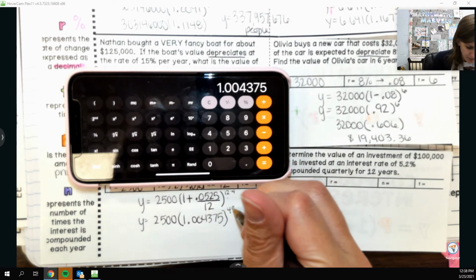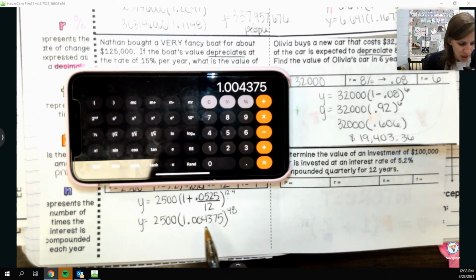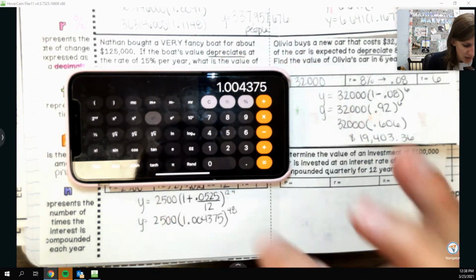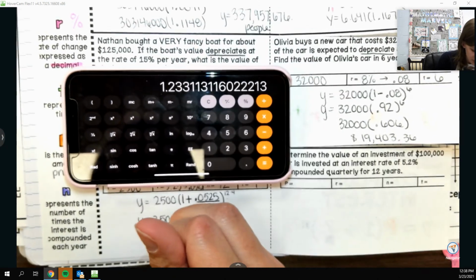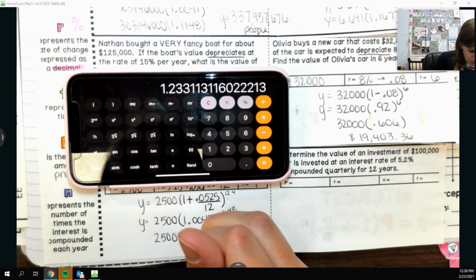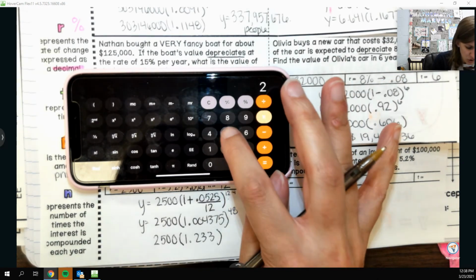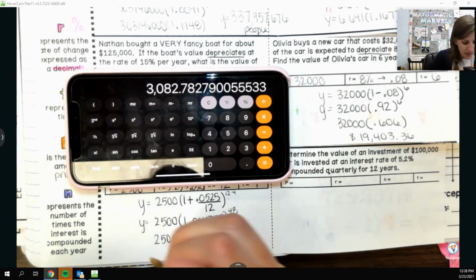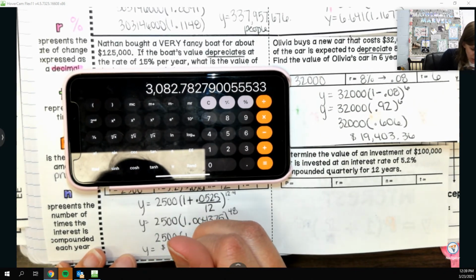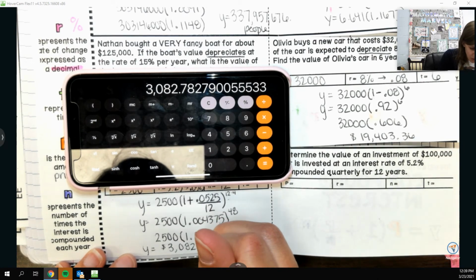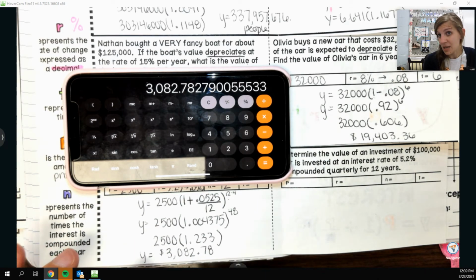And so now we're really looking at the same problem that we were in the first few examples, where I now need to raise this to the 48th power, and it will get bigger, not by much, but 1.233 and some stuff. Then we're going to multiply that to our initial investment. And so now, for just investing your money, you've gained almost $500, almost $600, really. Because initially I had 2,500, but now I have 3,082.